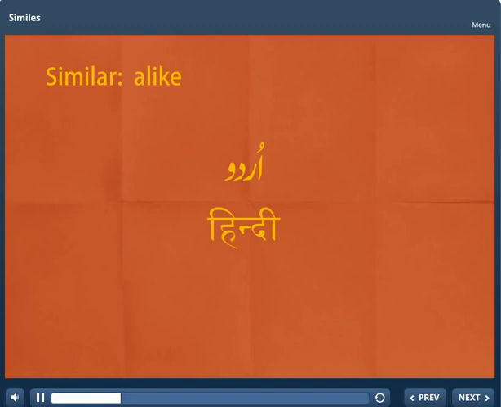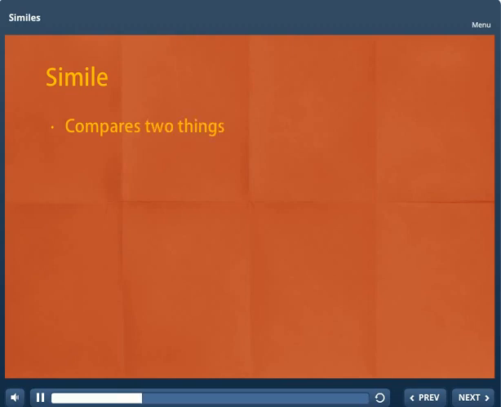We say that two things are similar when they are alike. For example, Urdu and Hindi are similar languages. They are not exactly the same. Urdu and Hindi sound similar, but they have different words and are also written differently. The word simile is from the same root as the word similar. A simile is a phrase that shows comparison between two things by using the words like or as.